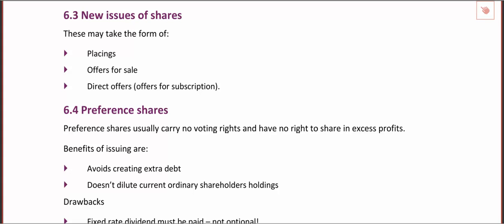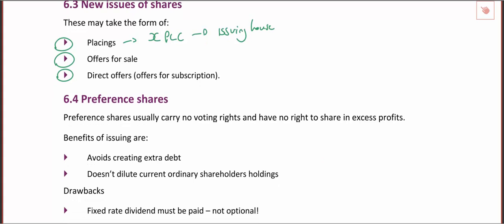So if they're new shares, we can either perform a placing, or we can do what we call an offer for sale, or we can do a direct offer. Now, a placing is where the company will sell the shares to what we'd call an issuing house, something like an investment bank. The investment bank then will place, or really sell, the shares with its clients. So the issuing house can choose who actually gets those shares.